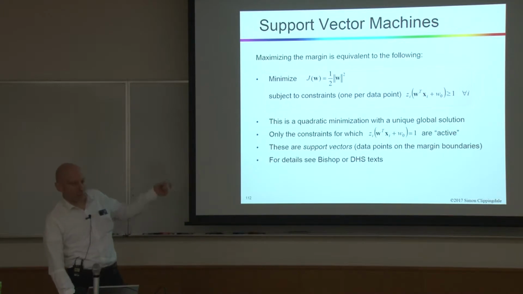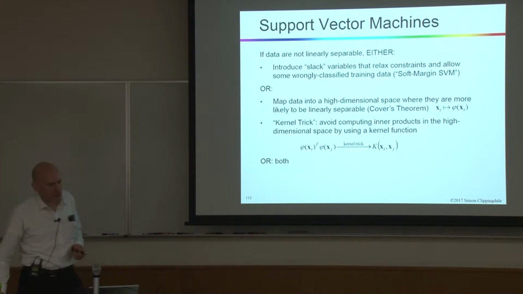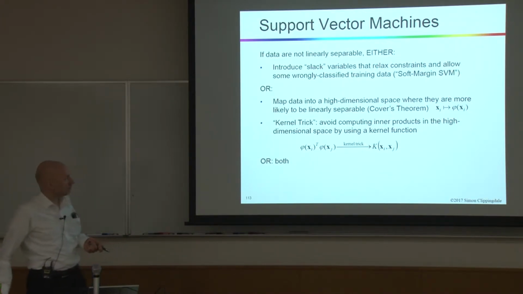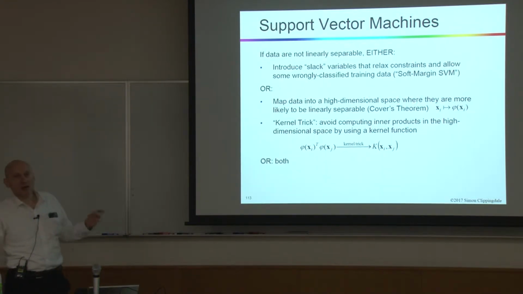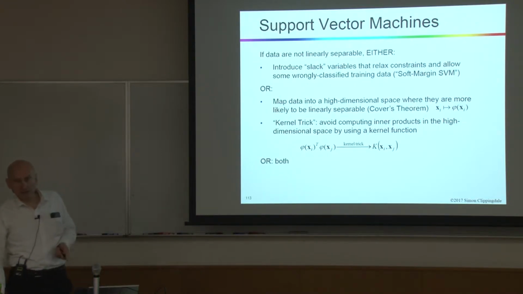For details of how this works, see the textbook. I won't go into lots of detail about these. So that's fine, but what do you do if the data are not linearly separable? One thing you can do is introduce so-called slackness, relax the constraints and allow a few wrongly classified samples. That's where the so-called soft margin SVM comes in. Another thing you can do is map the data into a high-dimensional space where they're more likely, as can be shown by Cover's theorem, to be linearly separable.